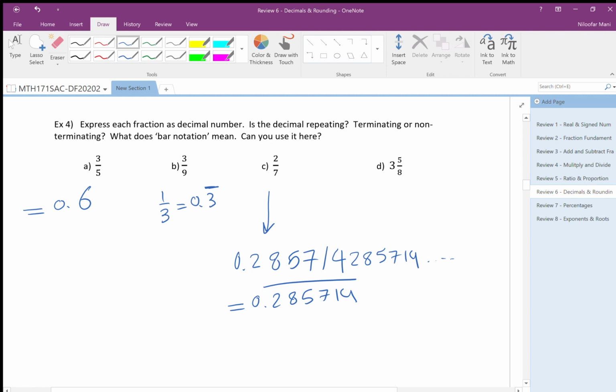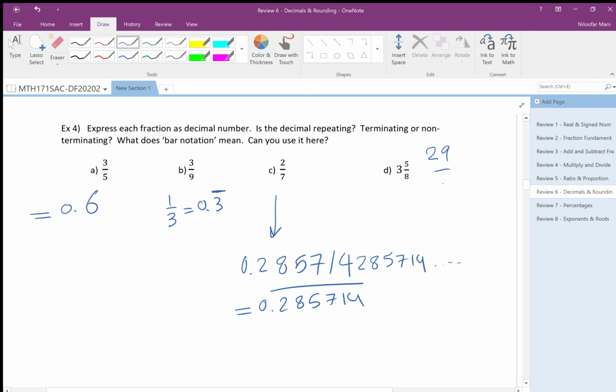No. How about this? This is 3 times 8, 24, 25, 26, 27, 28, 29. So it is 29 divided by 8, which is 3.625. And the number that you see here is the same as here.